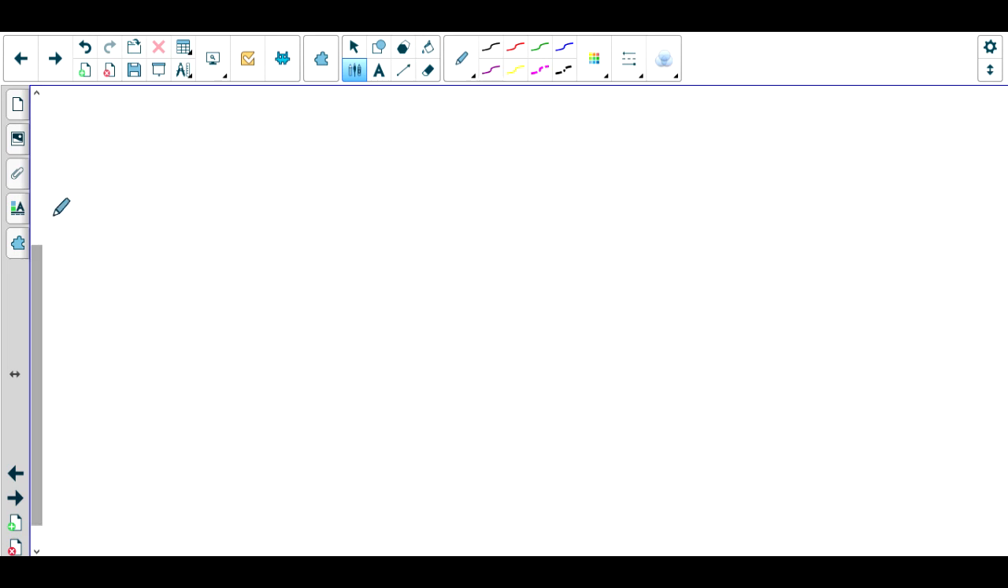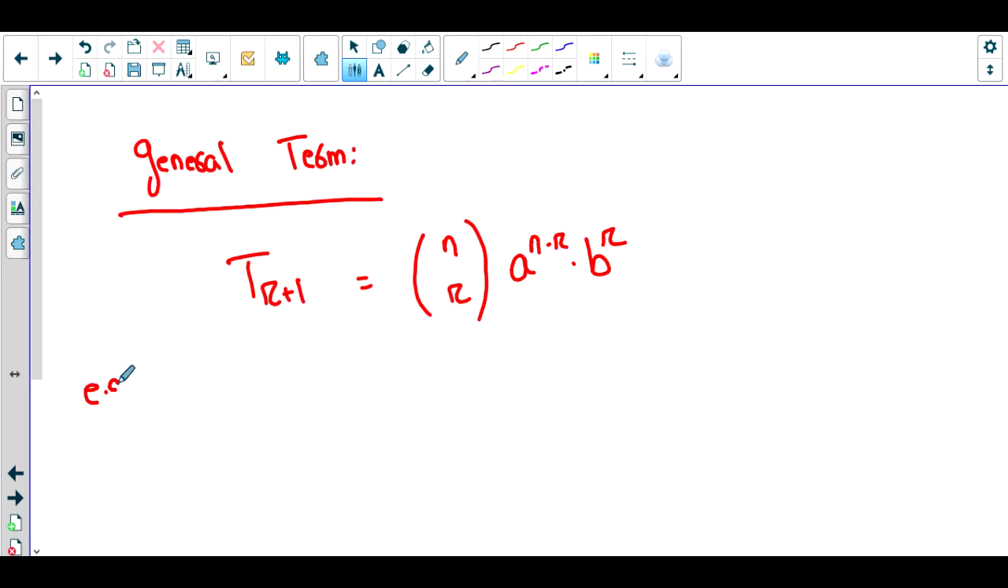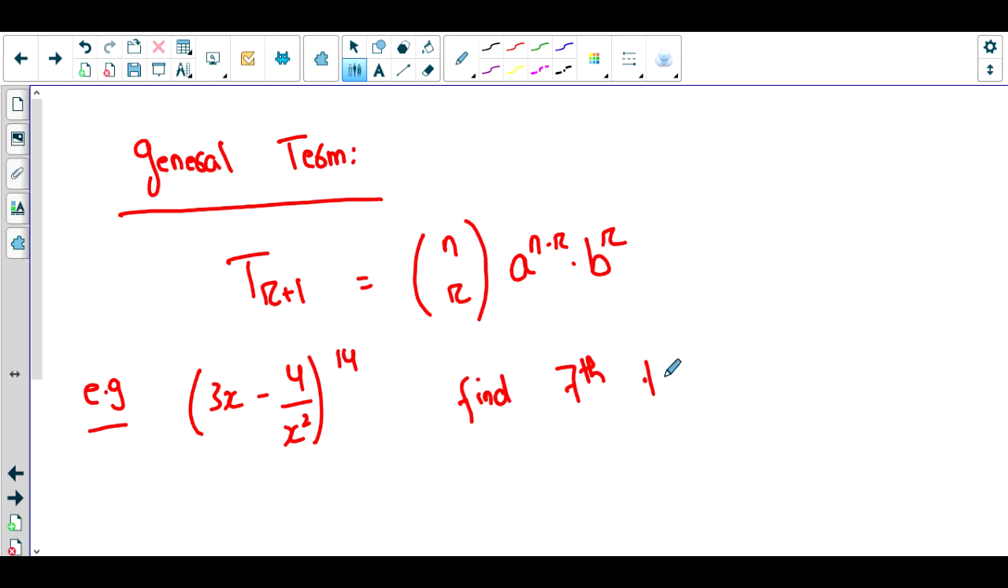Let's say they give you a question. Example, we have a question. It says (3x - 4/x^2)^14. This is the question, and he asks you to find the seventh term. We want to find here what? Seventh term. So see, how can this term become 7?